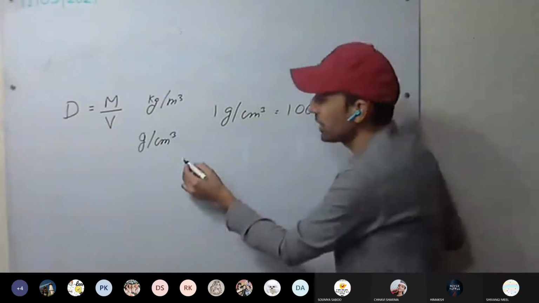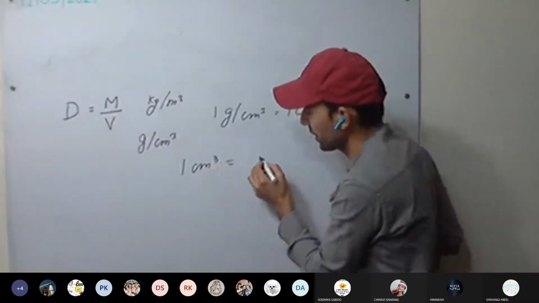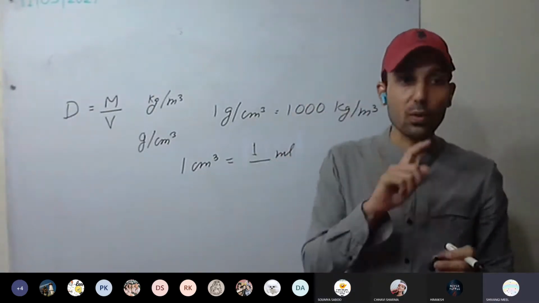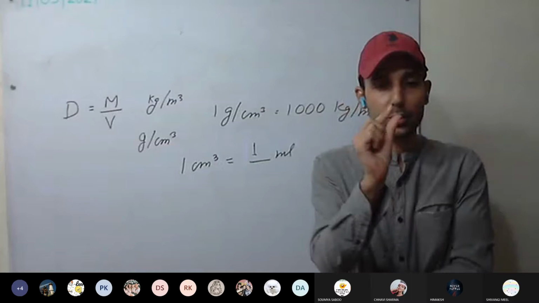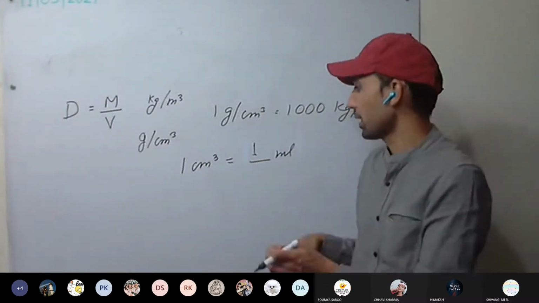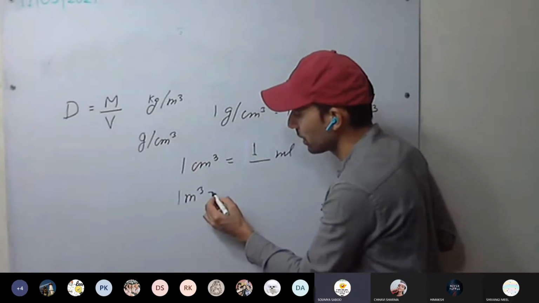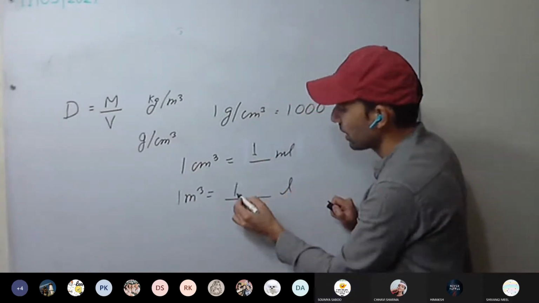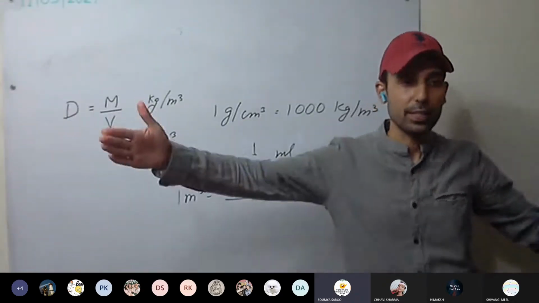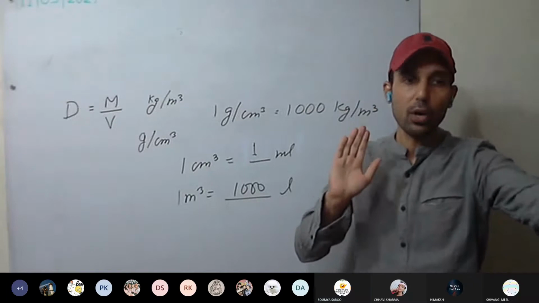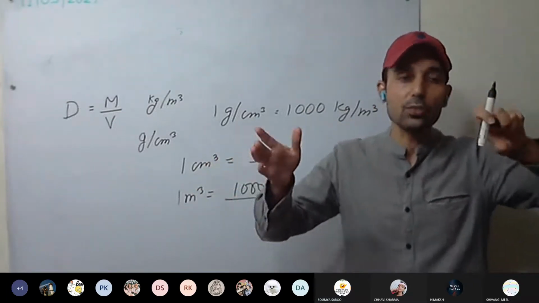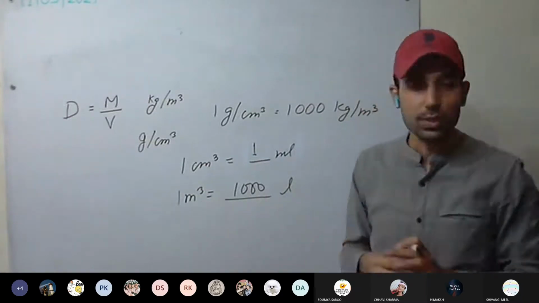And 1 centimeter cube in ml is how much? See here, a cube of 1 centimeter side will be our 1 ml. And 1 meter cube is 1000 liters. Take a cubic box whose side is 1 meter. How many liters do you have to put to fill it? 1000 liters. So 1 meter cube equals 1000 liters.